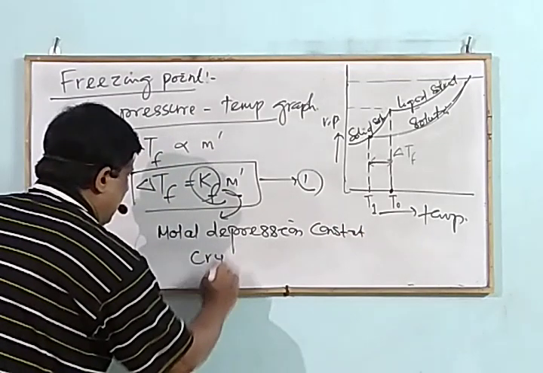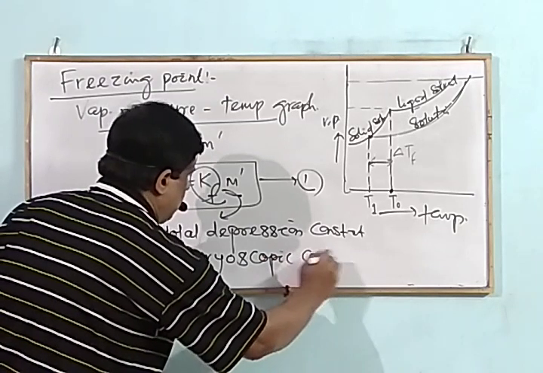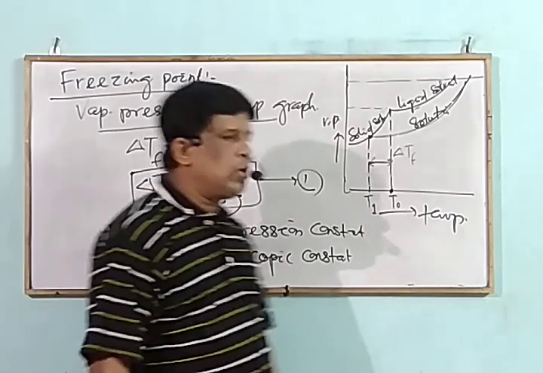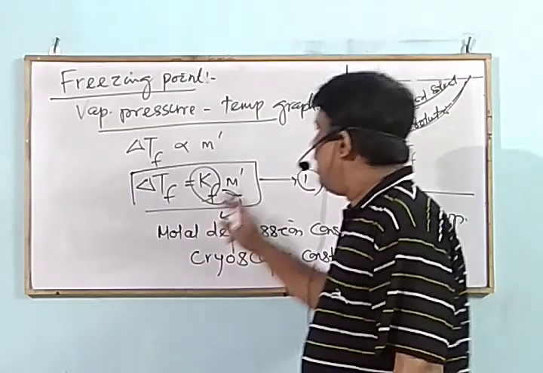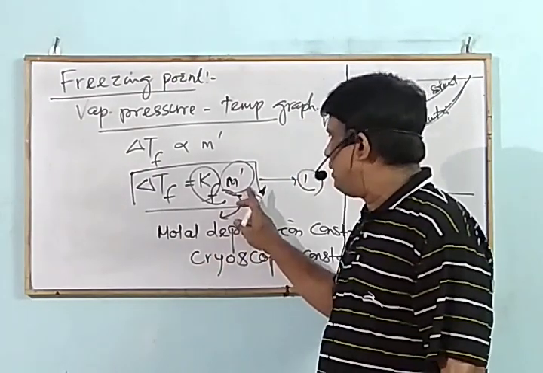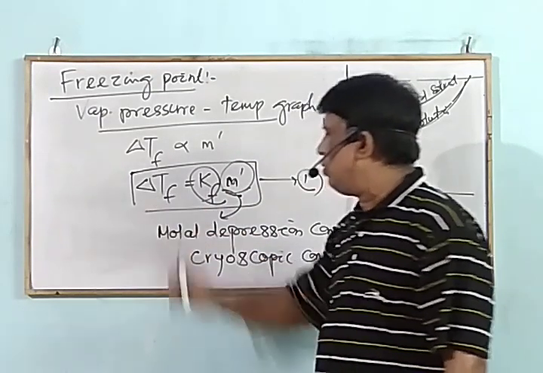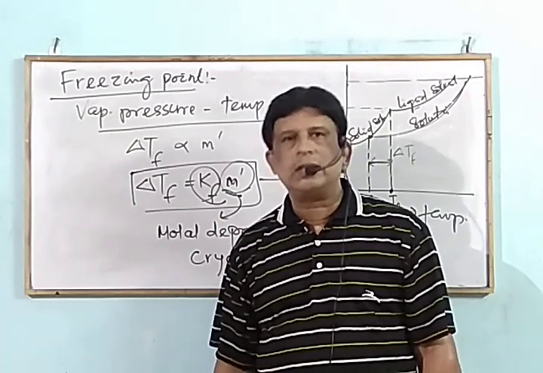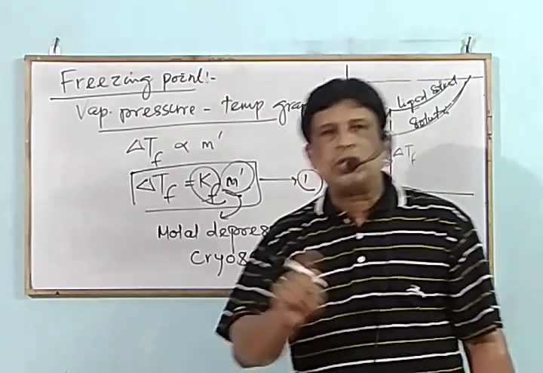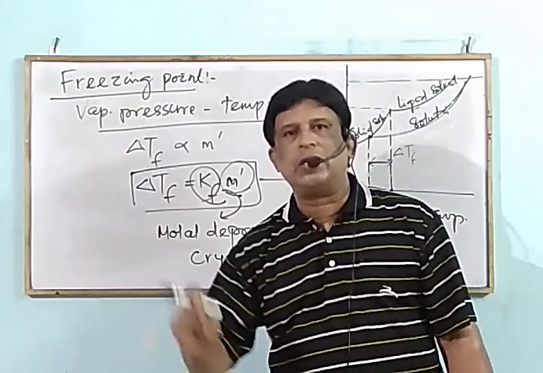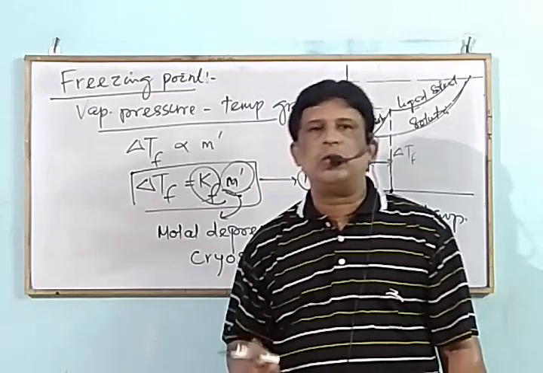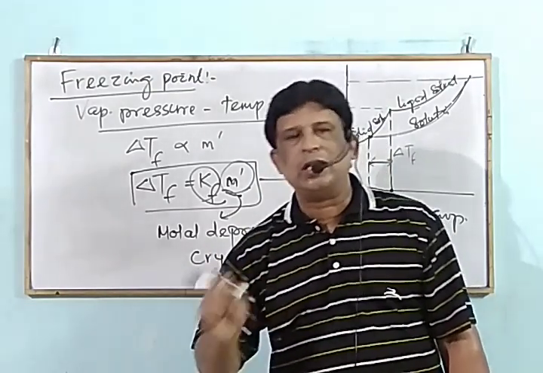molal depression constant, or cryoscopic constant. Mark that. Now we have to deduce an expression for the molal depression constant or cryoscopic constant. Mark that. If the molality of the solution is unity, then the molal depression constant is equal to the depression in freezing point. Hence, the molal depression constant or cryoscopic constant is defined as the depression in freezing point when the molality of the solution is unity. That is, 1 mole of non-volatile solute dissolved in 1000 gram or 1 kg of the solvent.